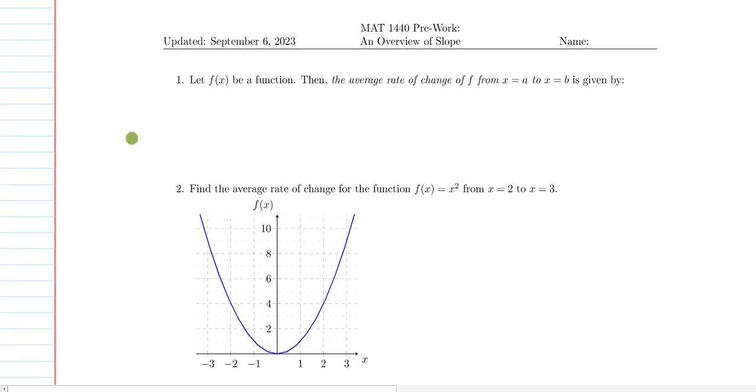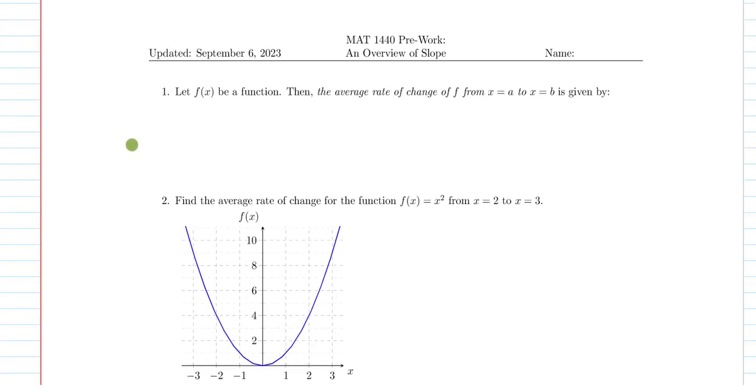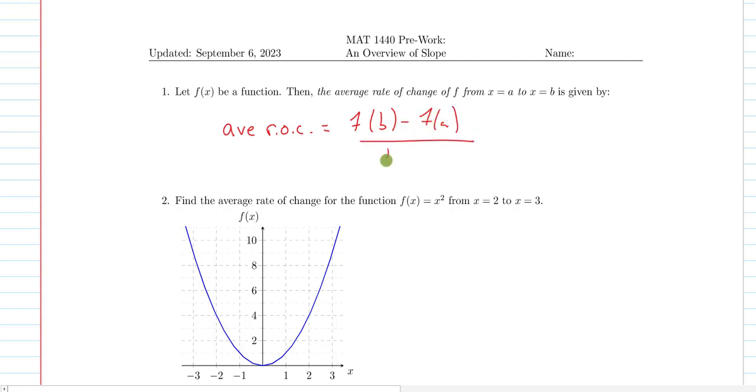Howdy folks, so today I want to give you an overview of the average rate of change, which is something maybe you've looked at before. We're going to change our perspective slightly in this class. So the average rate of change for a function is given by this expression right here. It would be f of b minus f of a all divided by b minus a.